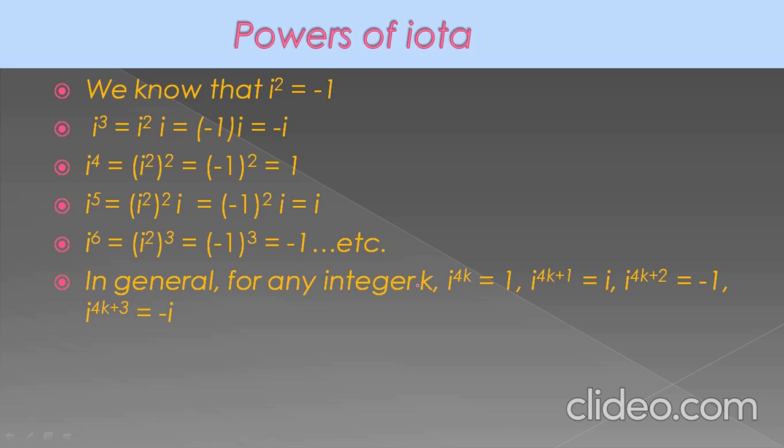And in general we can say iota to the power 4k is equal to 1, because we have seen iota to the power 4 is 1. If the power is any multiple of 4, we will always get 1. If the power is of the form 4k plus 1, that is iota to the power 4k plus 1, then it will be equal to iota only. And if the power is of the form 4k plus 2, then we will get minus 1. And if the power is of the form 4k plus 3, then we will get minus iota. So in this way, we can calculate higher powers of iota.